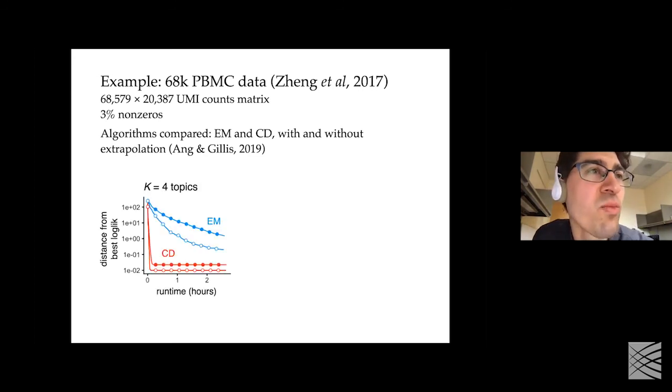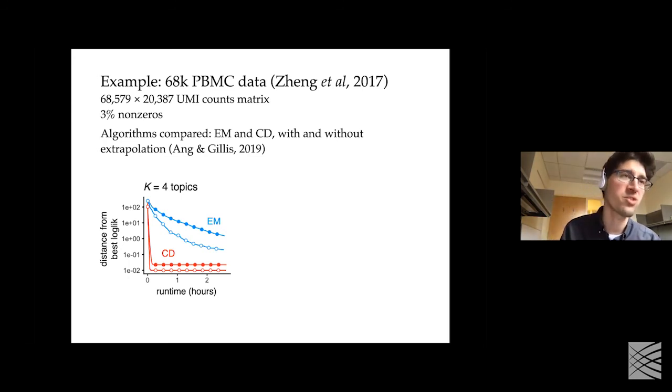Okay, so here we're trying to solve this optimization problem using these two algorithms. The blue is the EM and the CD is in red, and the open circles are with extrapolation.